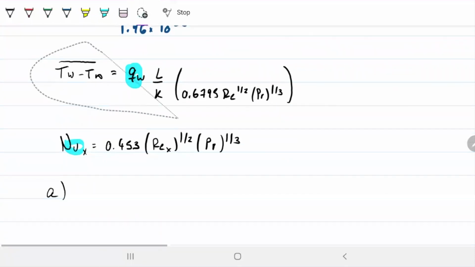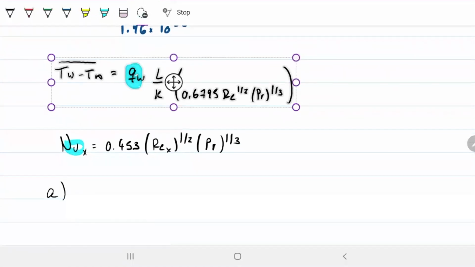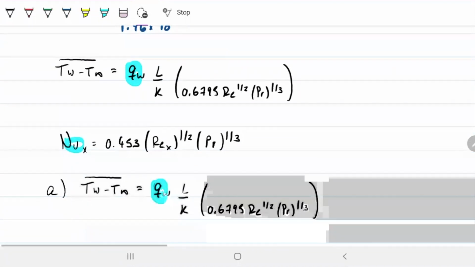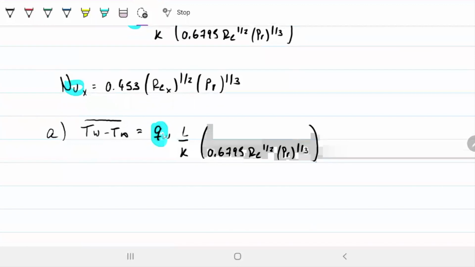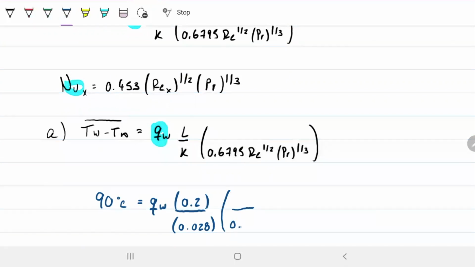I'll copy paste this one here. Okay, so what is the average difference between my wall and my infinity? I know that already because it was given as 90, Celsius or Kelvin, doesn't matter because it's a difference in temperature. Q is what I'm trying to find out. What is the length? That's 0.2. What is my K? 0.028. Reynolds I just found to be, constant, doesn't change, 5.5 times 10 to the 4th.